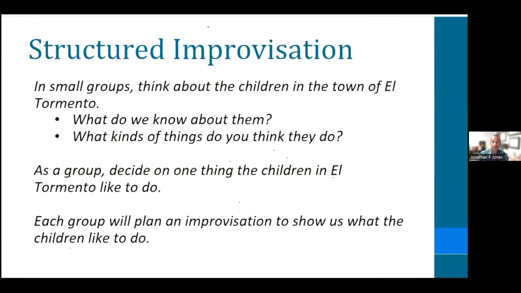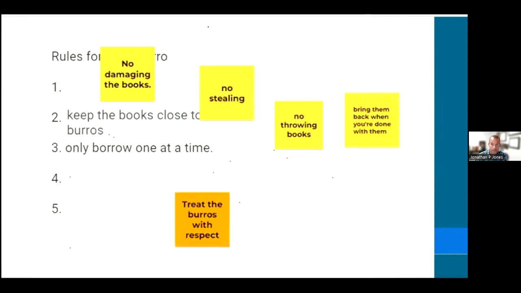So then we have this moment where the students are able to bring that town to life. And then we have some decisions to make. If Luis is going to come with the books, what is that going to mean? He's bringing these donkeys. What's going to happen with the donkeys? And in this experience that is recorded in the video, they decided that there needed to be rules for what the children would be able to do when Luis Soriano came to town. No damaging the books, no stealing, no throwing of the books, bring them back when you're done with them, treat the burros with respect, and the like.